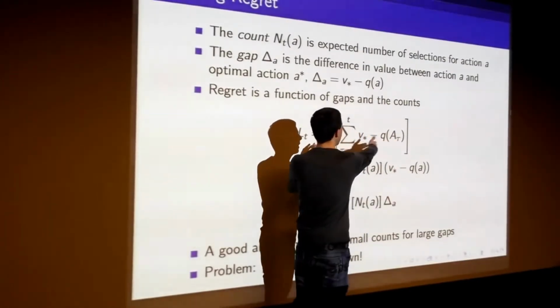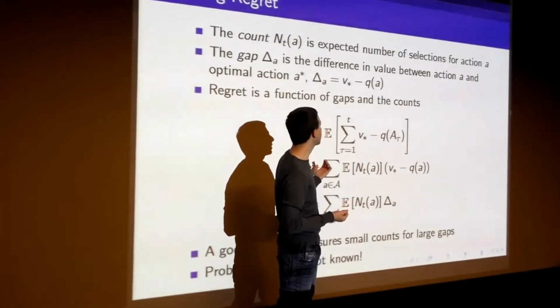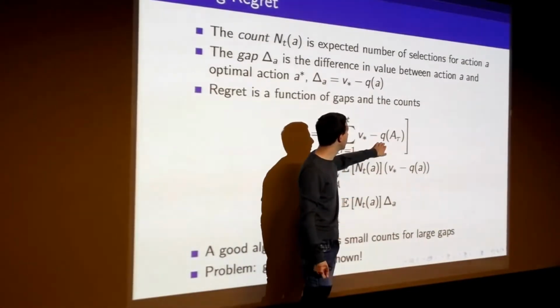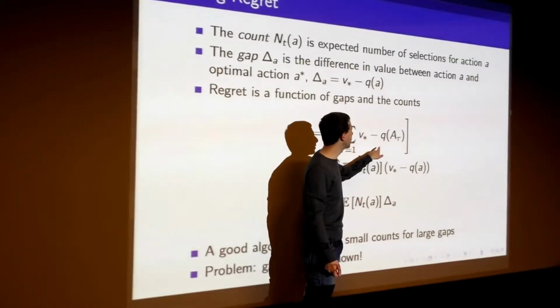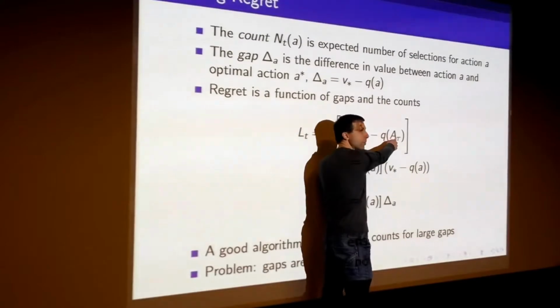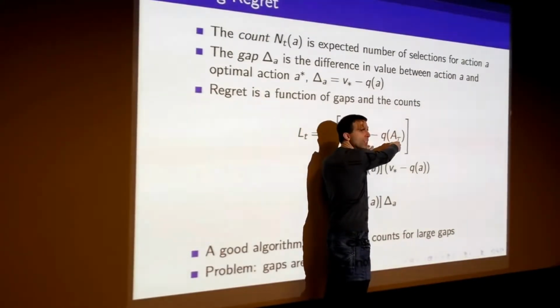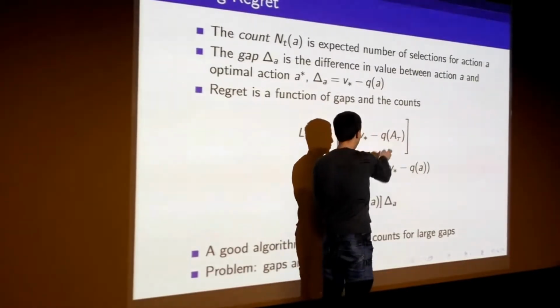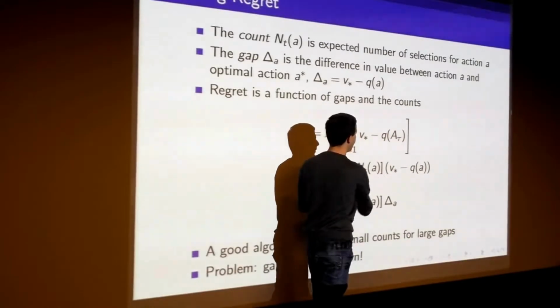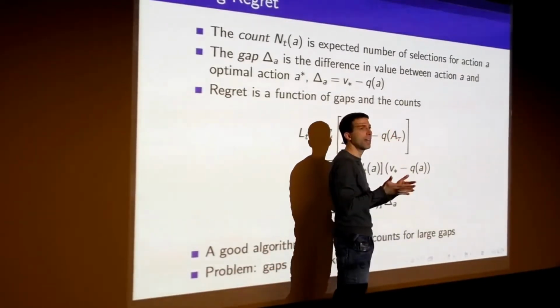And then we just sum those things up, and we can pull out the counts. If we're summing up how much we lost each time we picked this action, that's the same as counting how many times we chose this action and multiplying it by how much we lost each time we did pick that action. So we count how many times we pick this action, that's our count here, and multiply that by this gap, how much worse that action was than the best.